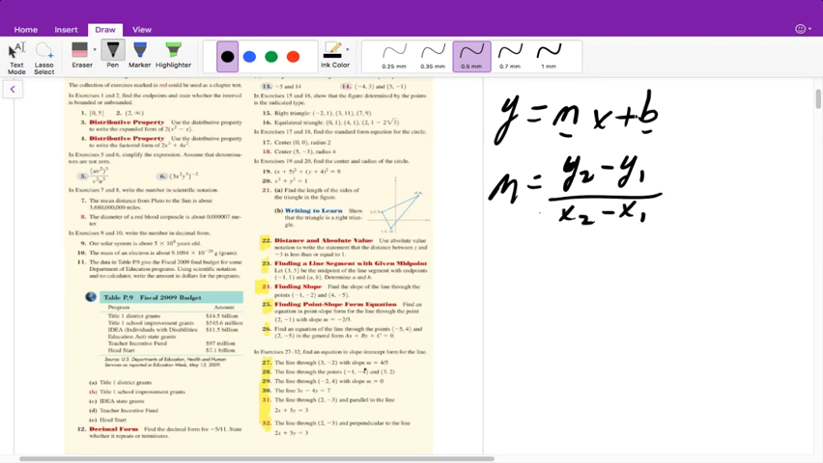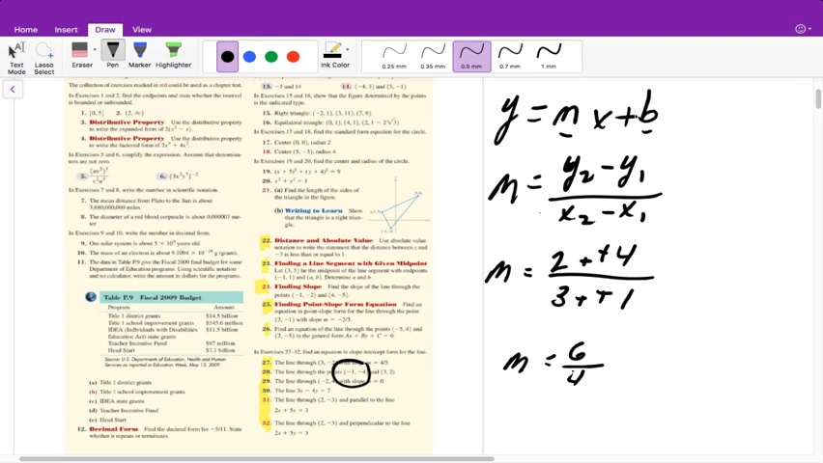So I'm just going to make this my x1 y1, and this my x2 y2. So our m is equal to 2 minus negative 4 over 3 minus negative 1. So then my m is equal to 6 over 4, which is then equal to 3 over 2. So my slope is 3/2.